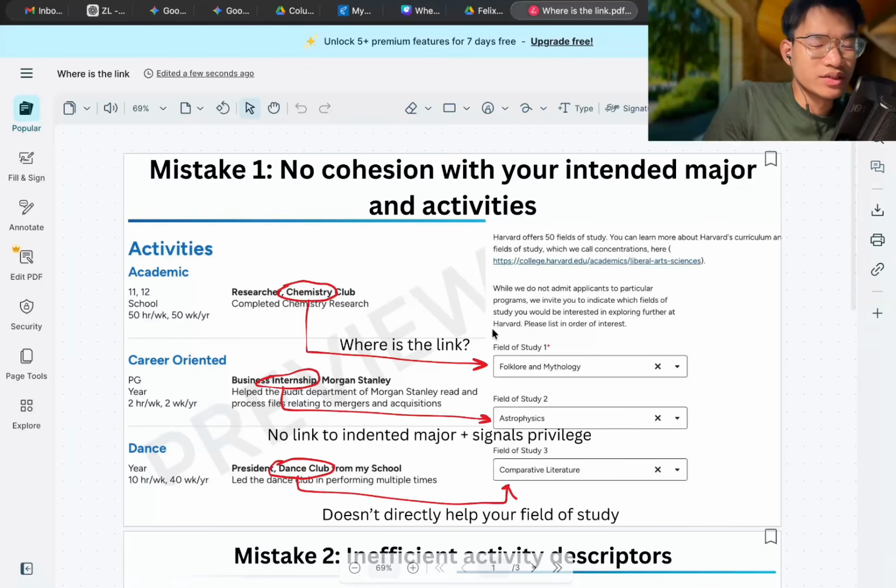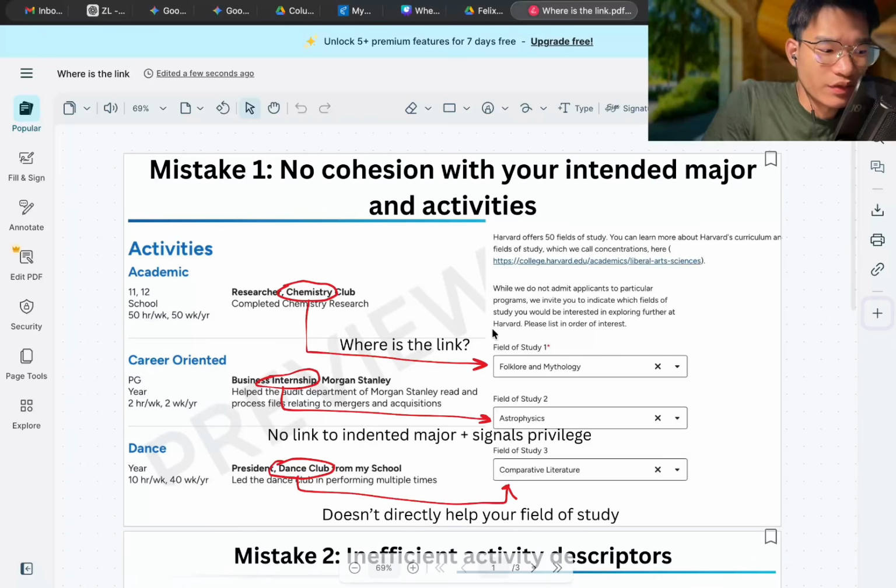Another example that I have is that there's usually some performing arts in your school, like a dance club or a drama club. I was the vice president of the drama club for my school. And say you led the dance club and performed multiple times, and then your intended major is comparative literature. I'm just going off these three examples, but you can think of it as chemistry, biology, physics. Dance club should not be in your top three activities if that's what you want to major in.